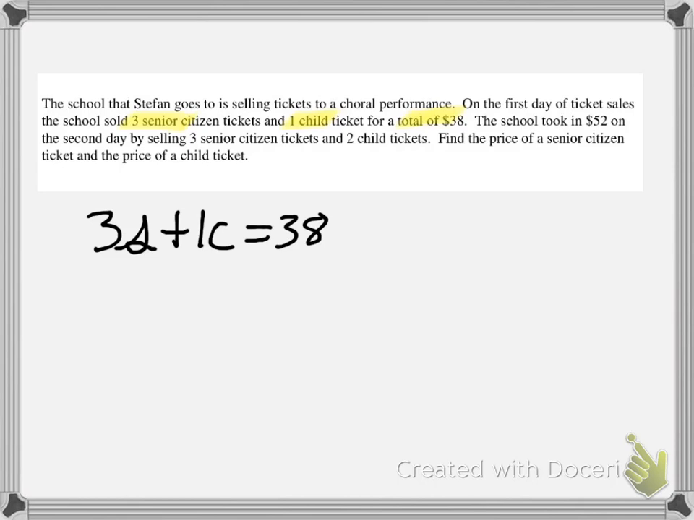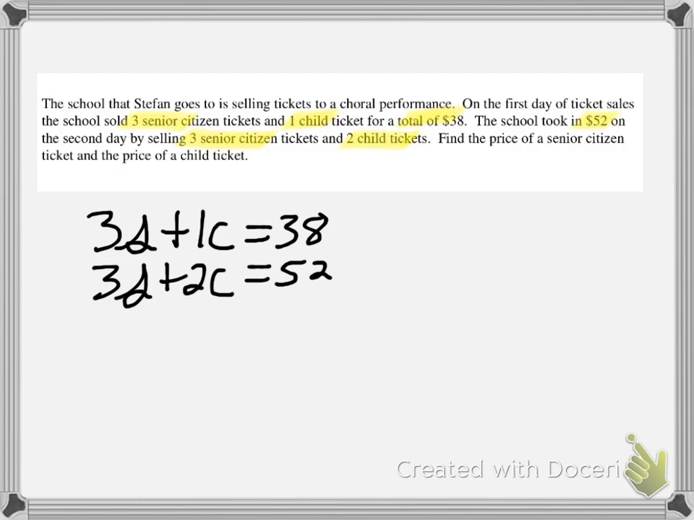So the second sentence, it says the school took in a total of $52. So that's what it's going to equal. It's going to equal 52, because this time it gave us our total first. On the second day by selling 3 senior tickets and 2 child tickets. So we're going to have 3 senior tickets again and 2 child tickets. So these type of system word problems, basically you can look at the equation and set it up. You will have to pick your own variable. Usually pick a variable from the problem. So in this case I chose S for senior and C for child. I would do something similar.